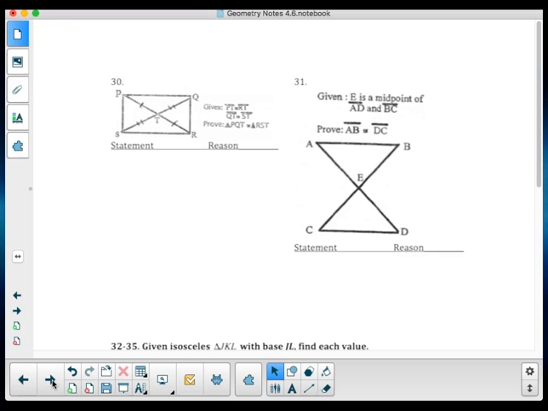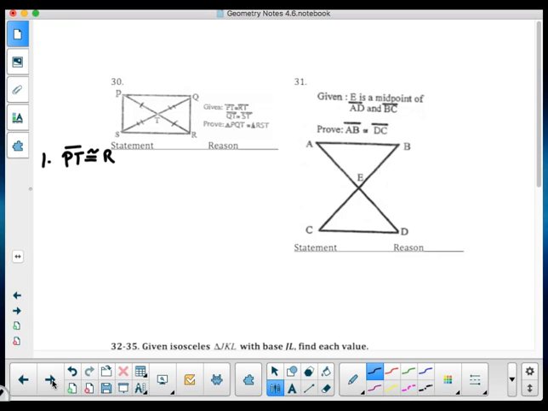Now, in problem 30, again, start with your given. Okay, so I've got problem 1. Segment PT is congruent to segment RT. Segment QT is congruent to segment ST, and I have a given on that. And once I do that, I'm going to investigate my diagram.